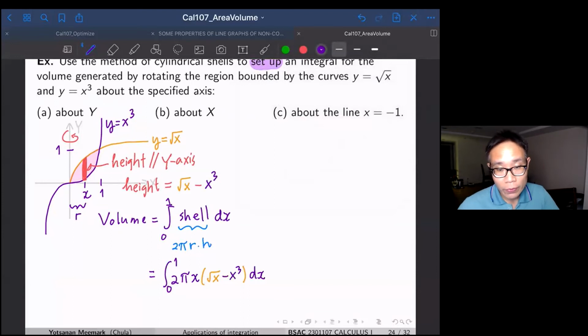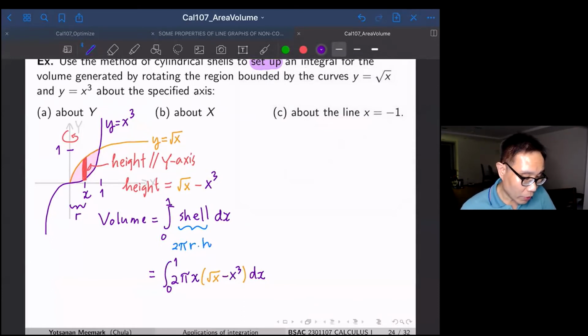This is how we set it up. Okay, so you find the volume by integrating over the interval 0 to 1, and it's going to be 2 pi x square root x minus x cubed dx, that is 2 pi r h. Okay, so it's going to be the shell one.